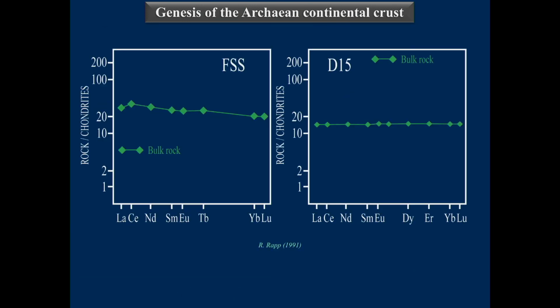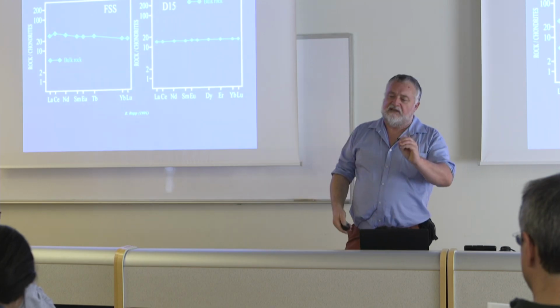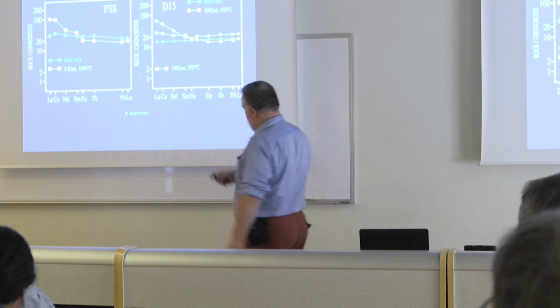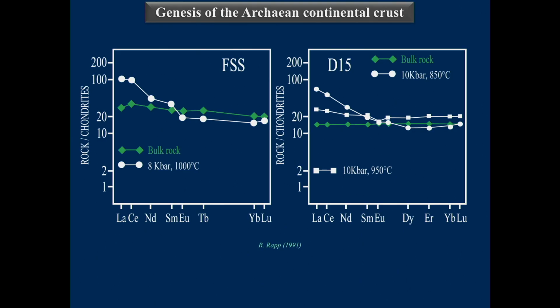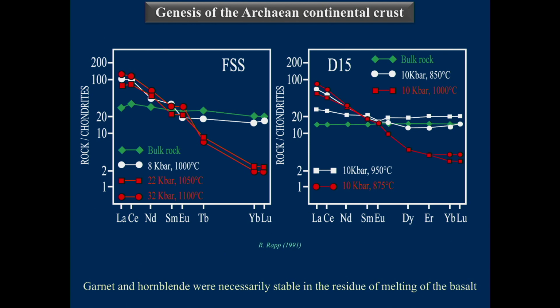If we melt at pressure where garnet is not stable, we will have this kind of thing, enriched in light rare earths but flat for heavy rare earths. If we have garnet in the residue of melting, we will have exactly what we have in the TTG, high light rare earth content and depletion here in heavy rare earths.